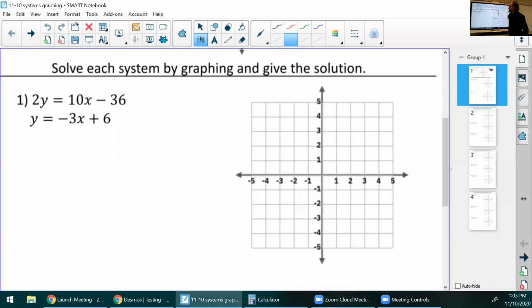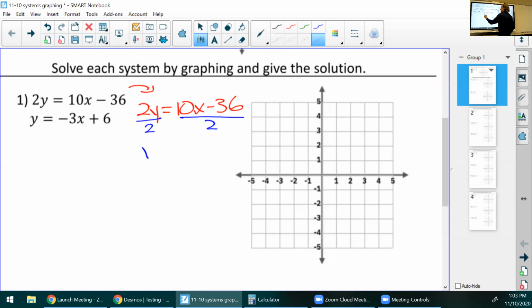If I want to graph them, I see one of them is already in slope-intercept form. Good, I'm going to leave it like that. But if I take this second equation, let's just rewrite over here, 2y is 10x minus 36. If I want this to be in slope-intercept form, I would need to divide everything by 2. So that gives us y equals 5x minus 18. Okay, and now we have 2 equations that we can graph.